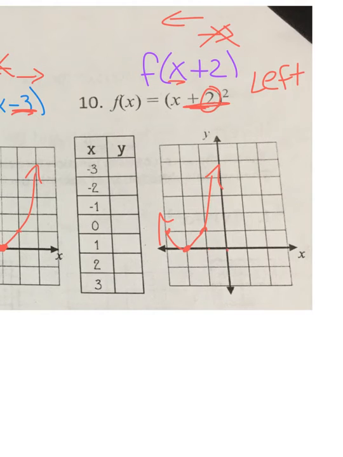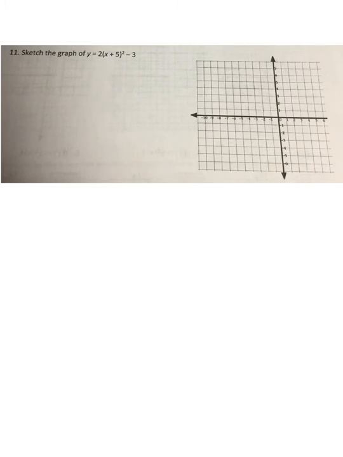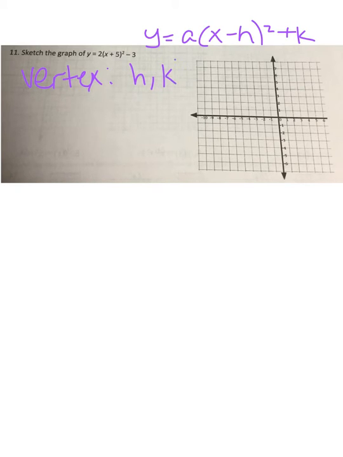Let's go to number 11 and 12. For 11, I know it says to sketch it, but what we really want you to be able to do is find the vertex from the vertex form. The vertex form is on the front of your page. It's y equals a times parentheses x minus h quantity squared plus k. And your vertex is always h comma k. So if you know the numbers that are here and here, you're good to go.